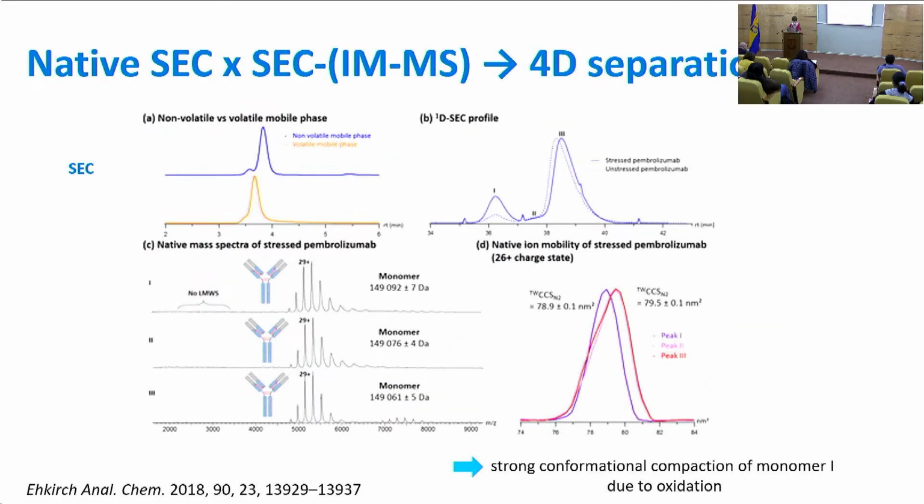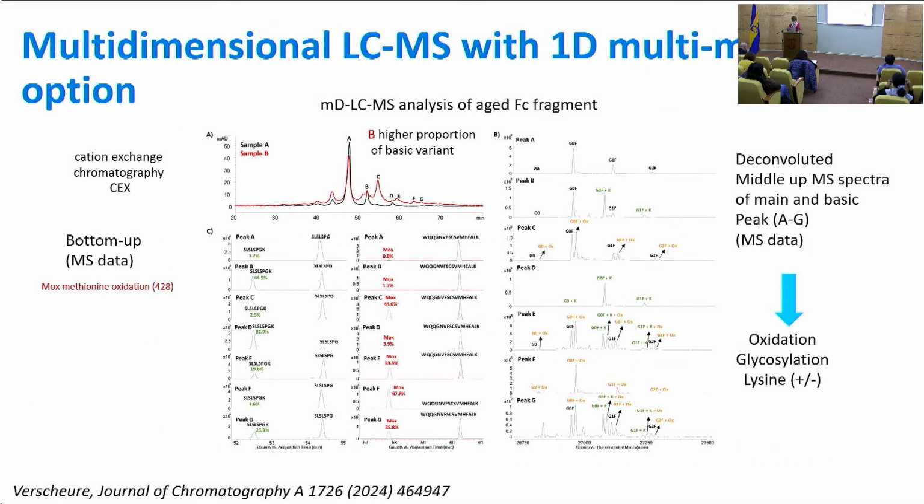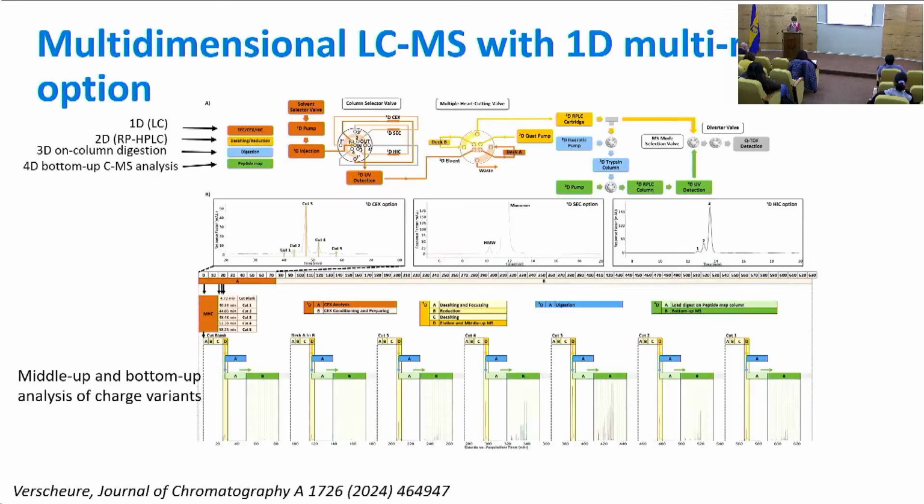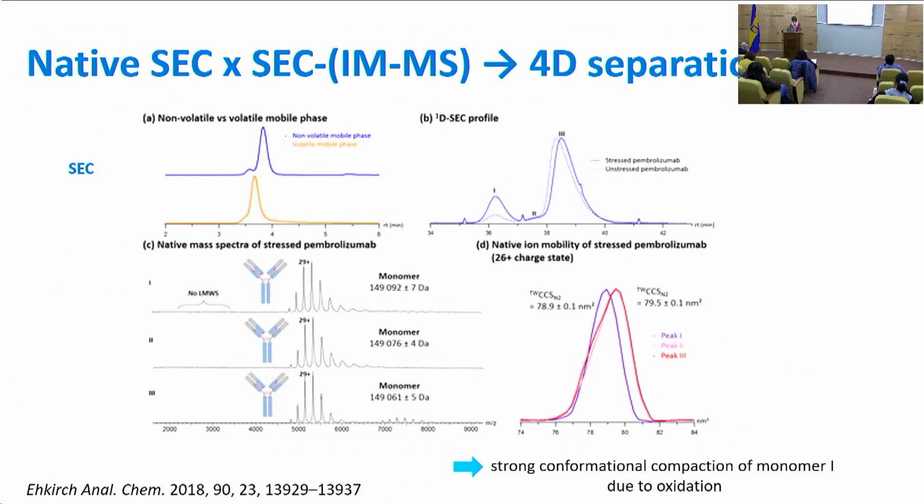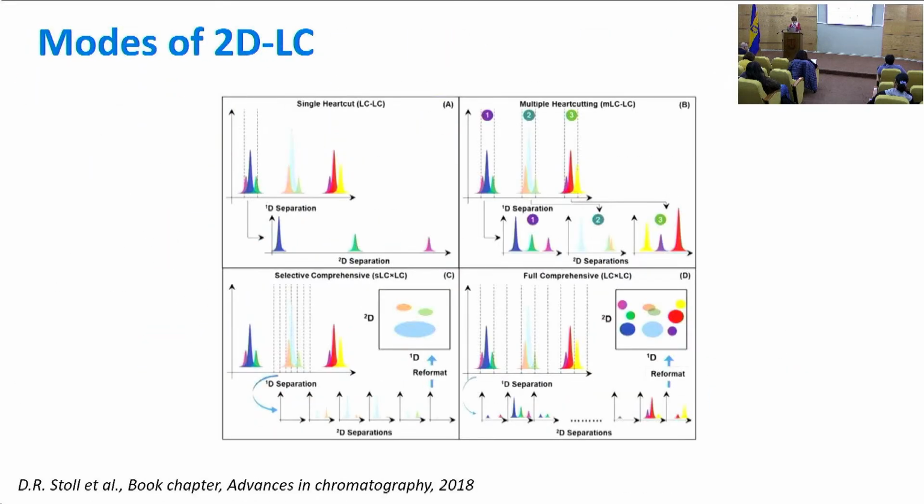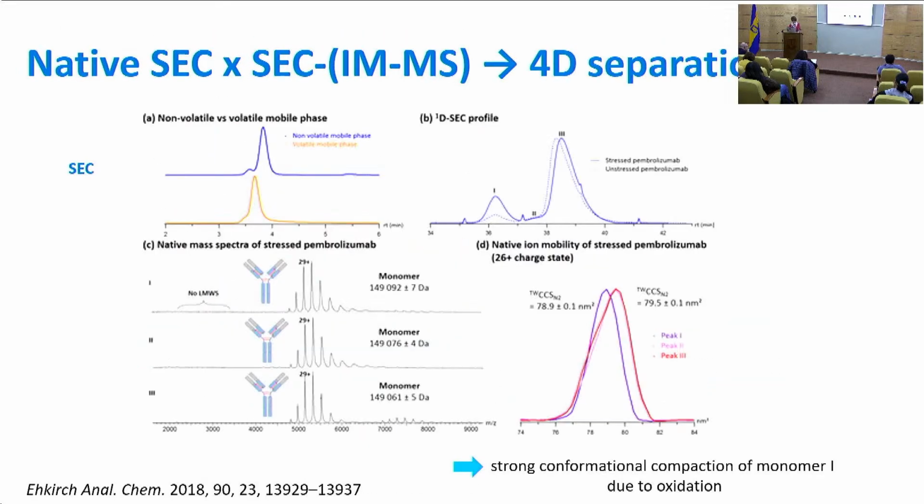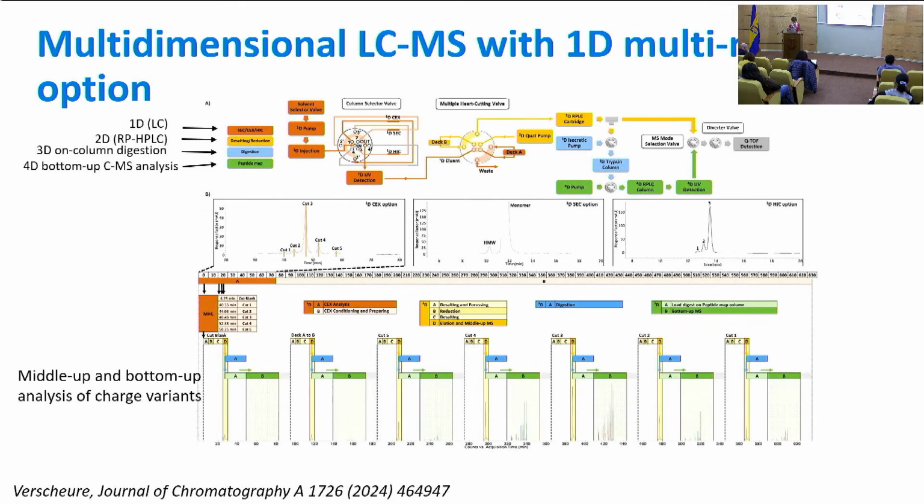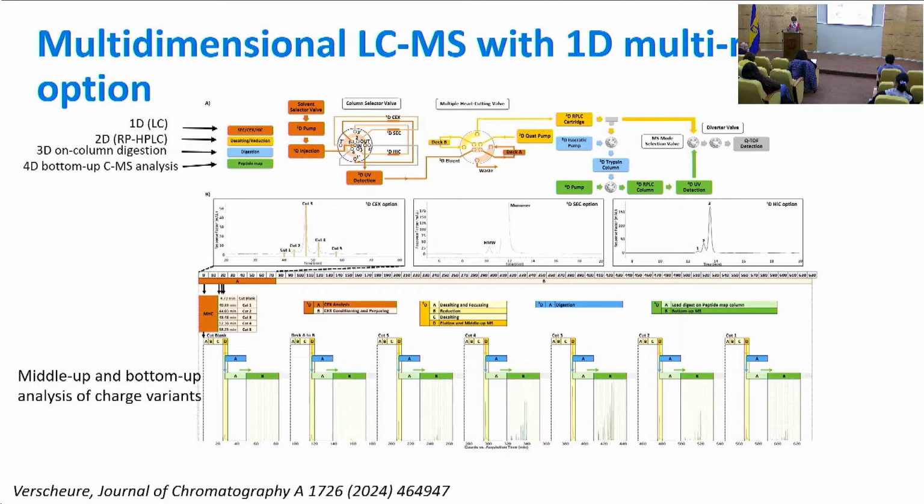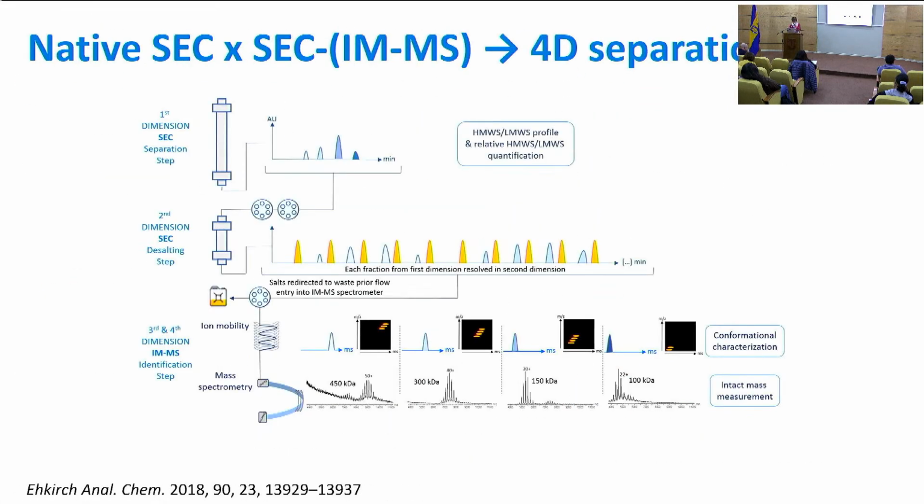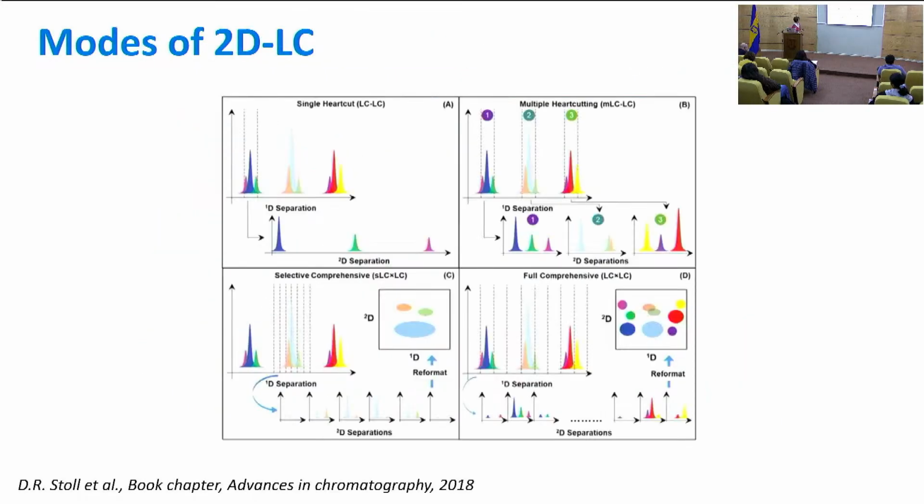Maybe I'm going to skip this one because it's a little bit complicated. That's the model, but I'm not going to go deeper in this example because it's very complicated. Just here to say that you have orthogonal methods that can be combined to improve the separation and the analysis of one peak of interest, for instance.